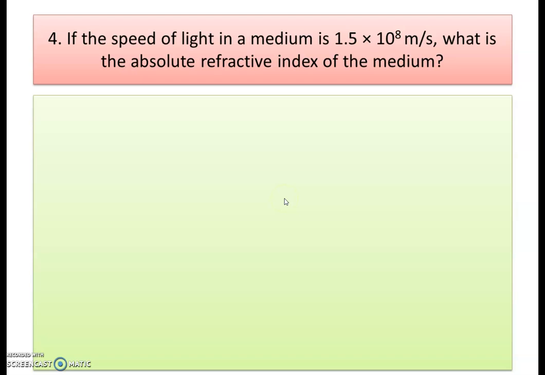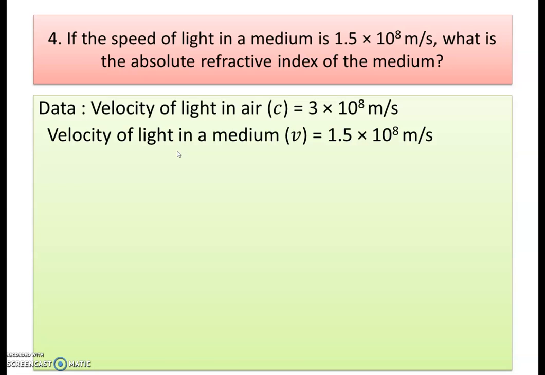This is the same type of problem as the previous one. If the speed of light in a medium is 1.5 into 10 raised to the power 8 meter per second, what is the absolute refractive index of the medium? First of all, we will find out the data from this problem. In this problem, only the speed of light in the medium is given, so the other medium is air, and therefore the velocity of light in air is 3 into 10 raised to the power 8 meter per second, while the velocity of light in the medium is 1.5 into 10 raised to the power 8 meter per second.